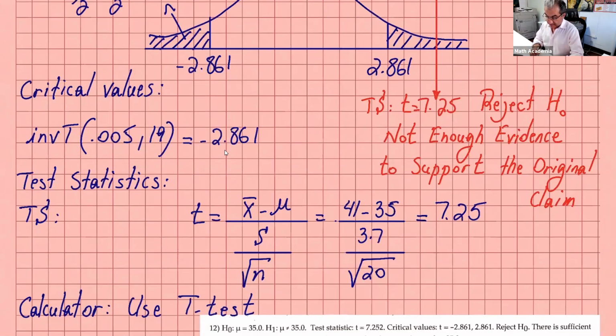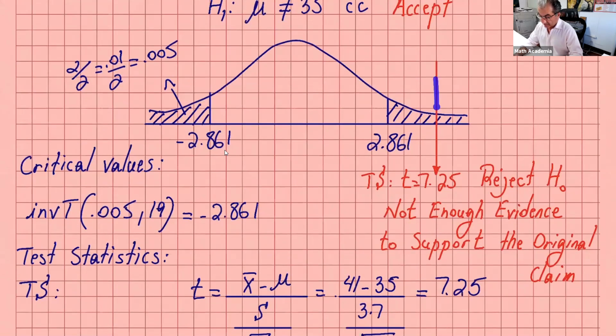Test statistic: x minus mu over s over square root of n. So it's 41 minus 35, 3.7 was for the sample, and over square root of 20, you get 7.25. 7.25 is right here, in the shaded area.